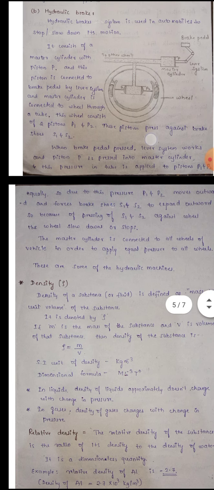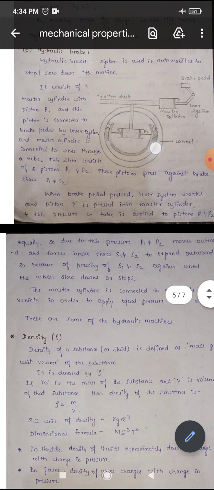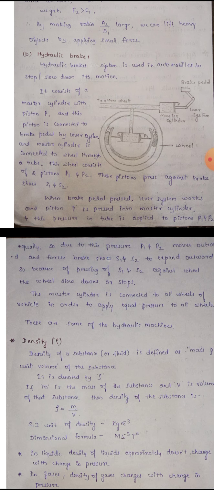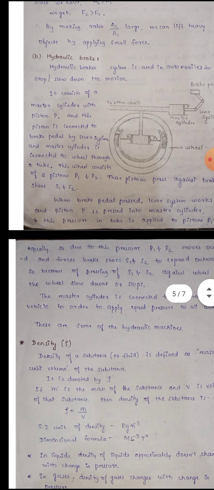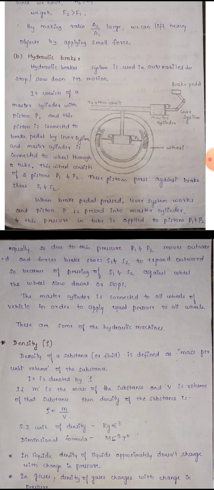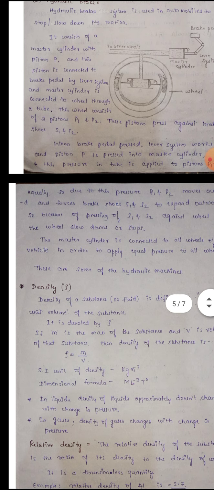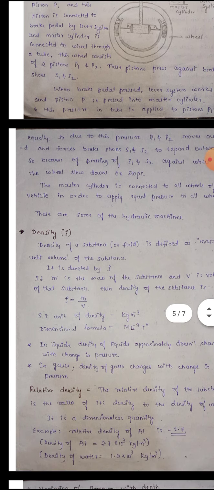And it is not only for a single wheel. This master cylinder is connected to however many wheels are present on that vehicle. See, these two other wheels we have drawn here. By this main tube, it is connected to the other wheels also. And this is the mechanism of the hydraulic brake.